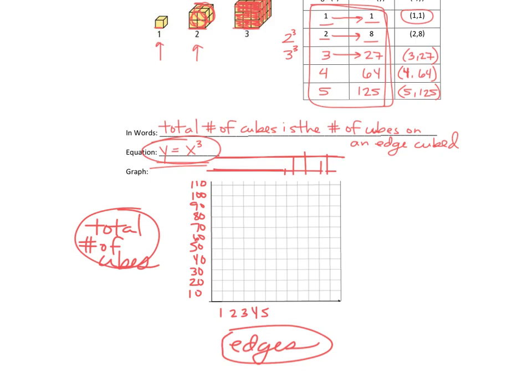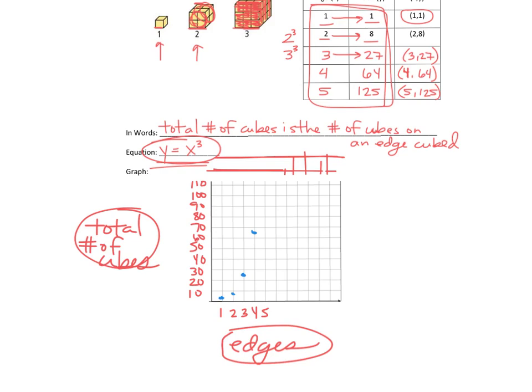So our first one, we're gonna plot at 1, 1, right? So that's not gonna be very high up on this first little mark here. 1, 1. Then we have 2, 8. So again, we're not even to our 10 yet. That would be there. But then we jump up, 3, 27. So 3, 27 is going to be more like here. And then 4, 64 is going to be kind of halfway between 60 and 70.